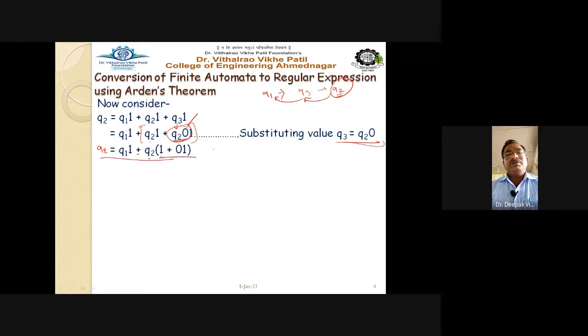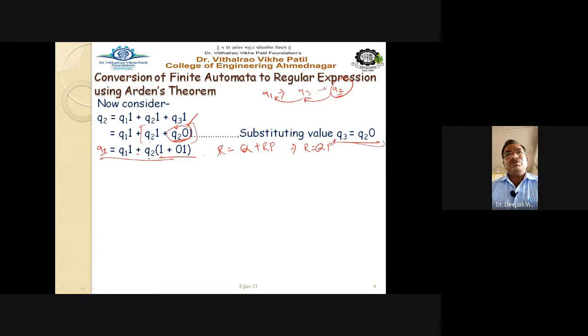Now you compare it with Arden's theorem equation. That is R equal to Q plus R P, and this has the solution R equal to Q P star. So this R is nothing but your Q2.